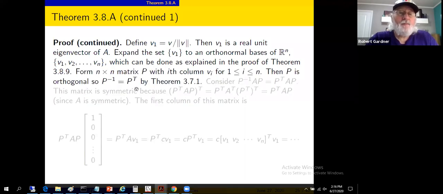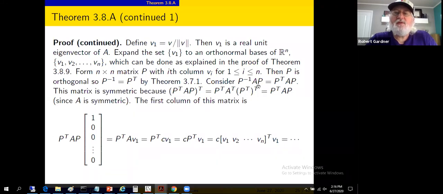All right. Form an n by n matrix P using these vectors up here as the columns of matrix P. Let the ith column be vector V sub i for i ranging from 1 to n. Hey, that means P is orthogonal. Right, its columns form an orthonormal set. That's the very definition of orthogonal, remember? So P is orthogonal. Well, then that means P inverse and P transpose are the same thing. A theorem from Theorem 3.7.1, a property of orthogonal matrices.